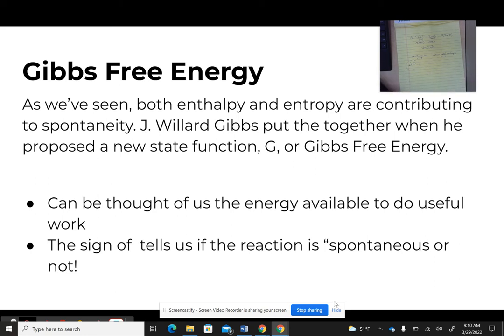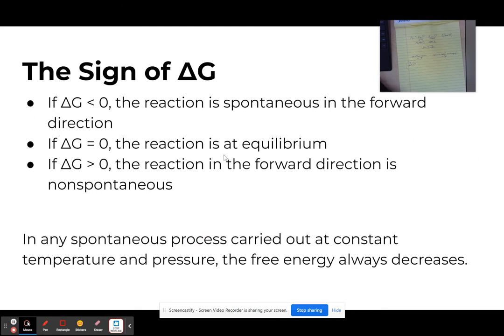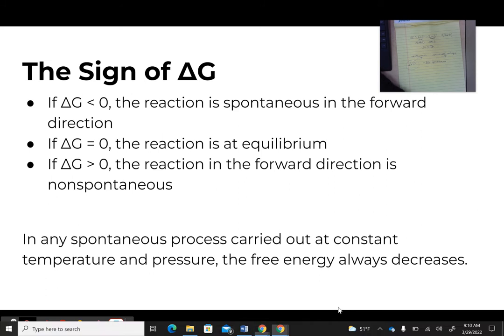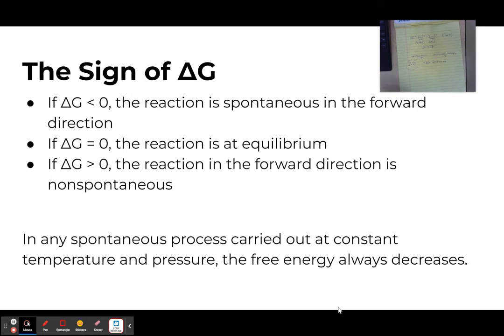So what we're going to see with delta G is that if it is less than 0, if it is negative, if you have a negative delta G, that is spontaneous. If your delta G is exactly 0, the reaction will be at equilibrium. If delta G is positive, and we're talking in the forward direction because we are going to bring some equilibrium in here, then it is non-spontaneous. So anytime something happens spontaneously and we don't change temperature and pressure, we know that the free energy is always going to decrease because that free energy is going towards doing that action.